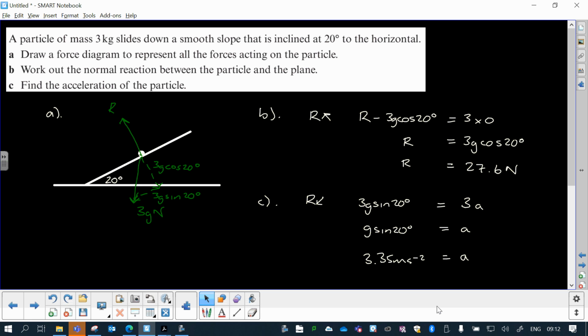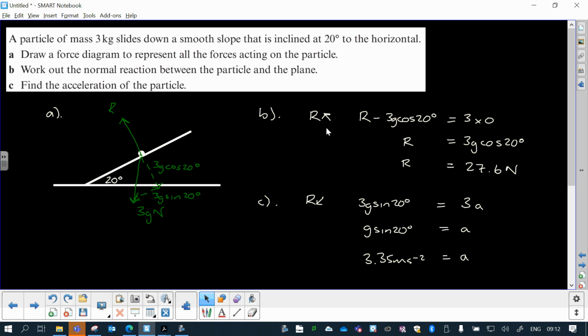So in this question, you were asked to A, draw the force diagram, which we've just discussed. You only need the 3G and the R to get the marks for it, but you will need to resolve the 3G in order to answer the rest of the question. Work out the normal reaction between the particle and the plane, but it's asking about the normal reaction, so it makes sense to resolve perpendicular to the plane first.